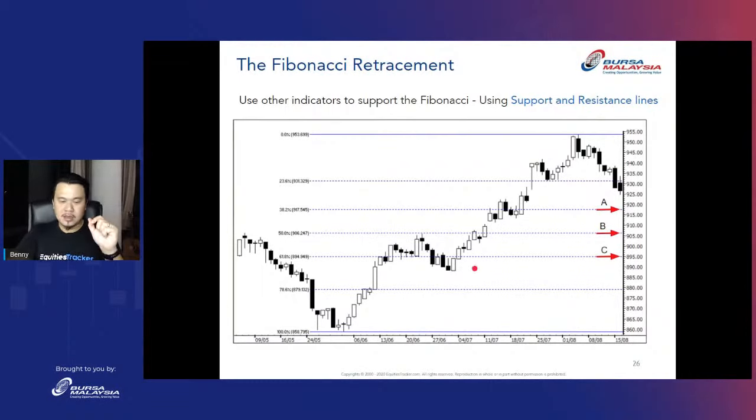Now you look at C. C is also a line that goes through the price and does not show any support or resistance levels. So if you ask me to choose one, I will choose B, because B is the better option: B has two indicators showing at that level. One is the Fibonacci retracement and the other is a previous resistance level.